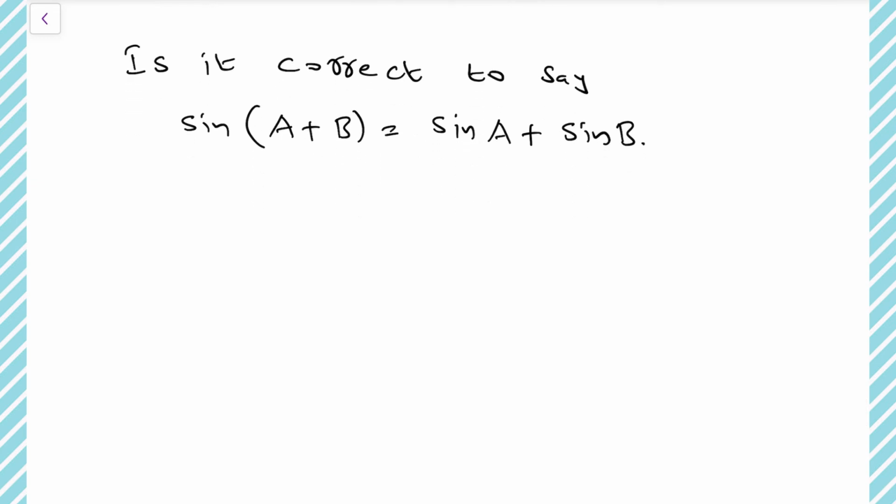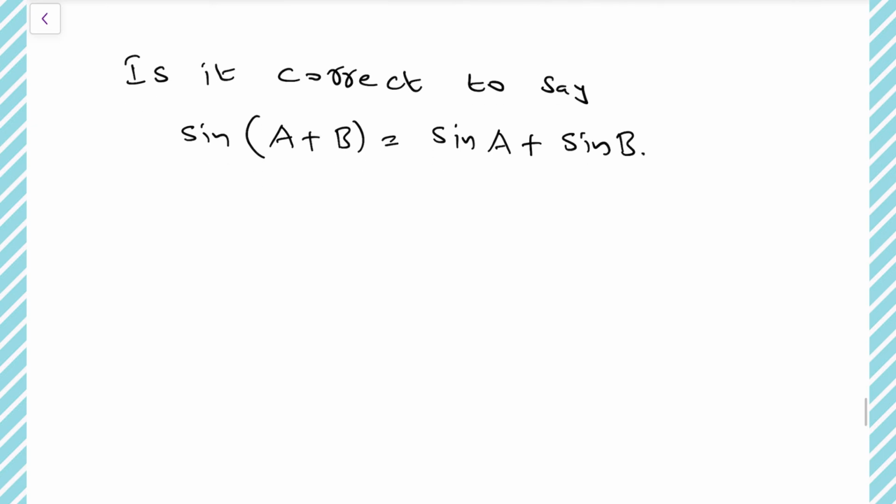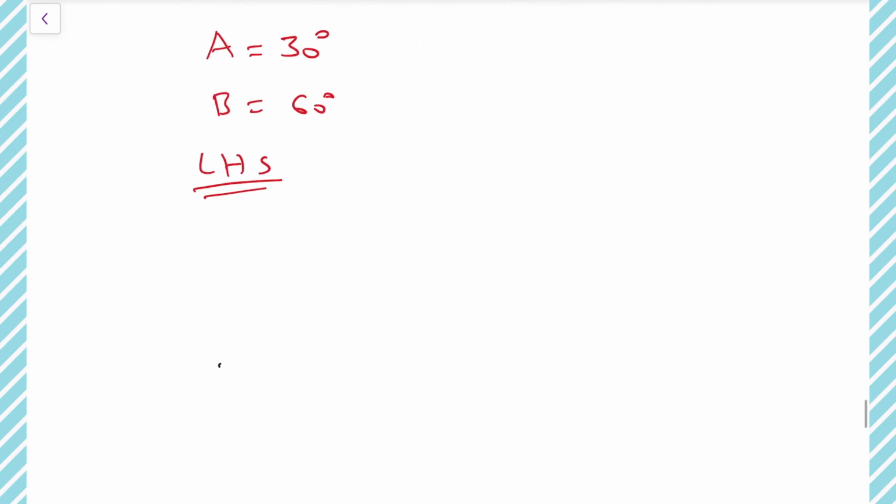Okay, coming to the next one. Is it correct to say that sine of a plus b equals sine a plus sine b? In the place of a and b, you take any number. In the place of a, I am taking 30 degrees. And in the place of b, I am taking 60 degrees. Let us substitute in this now. First, I am taking LHS. That is sine of a plus b.